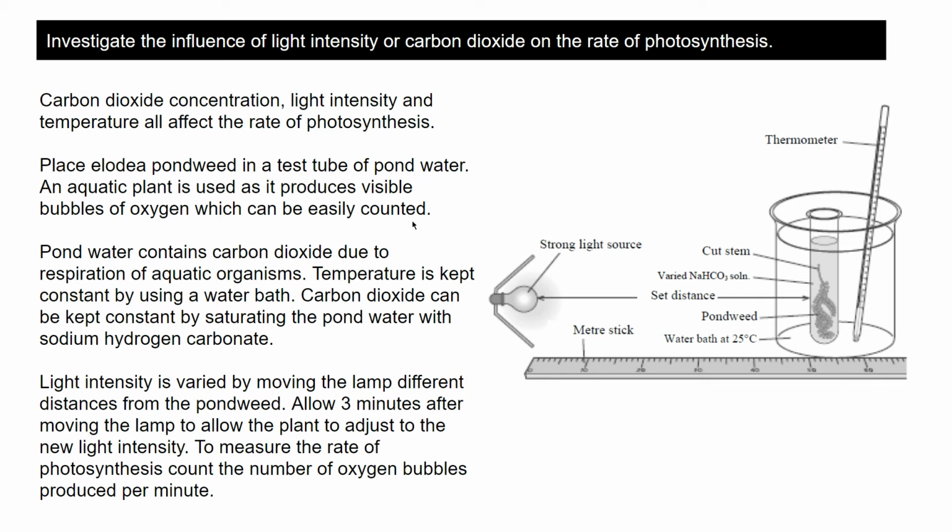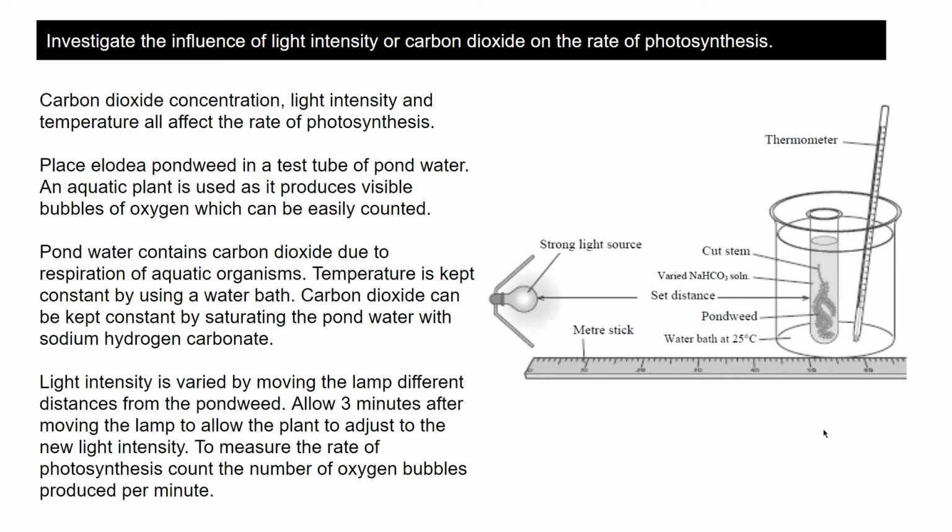Temperature is kept constant by using a water bath, because temperature will affect the enzyme action in the dark stage. Carbon dioxide is kept constant by saturating the plant with sodium hydrogen carbonate. So adding some sodium hydrogen carbonate solution to the water inside the test tube will ensure that the pondweed doesn't run out of carbon dioxide.